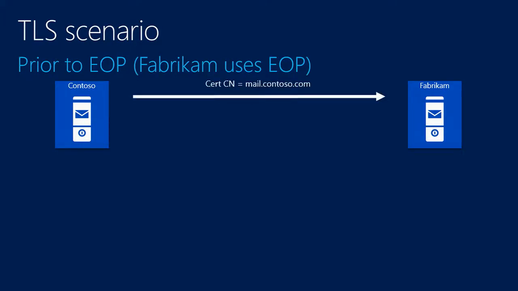Contoso here on the left and Fabricam on the right, they're setting up their TLS connection. When they're doing their certificate exchanges, Contoso will send and say, here's my certificate, it's mail.contoso.com. Great, Fabricam sends its TLS certificate, it's mail.fabricam.com. And now a lot, actually most of the customers I see that are using TLS don't restrict on the certificate name. They will check to make sure the certificate's valid, they'll make sure it's signed by a trusted CA, but they won't actually restrict by that name.